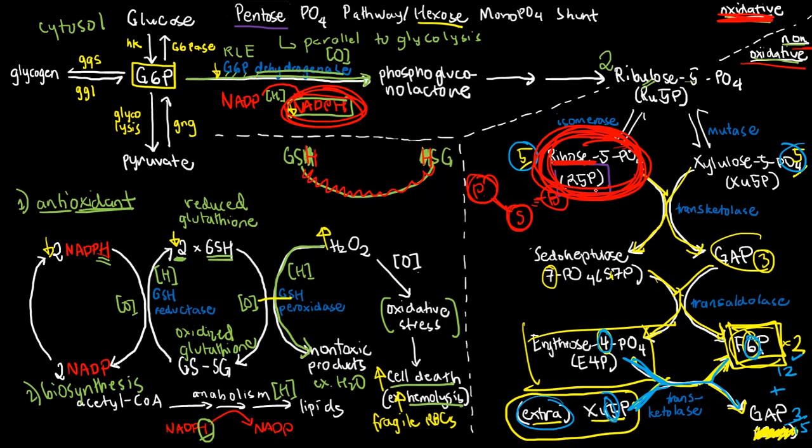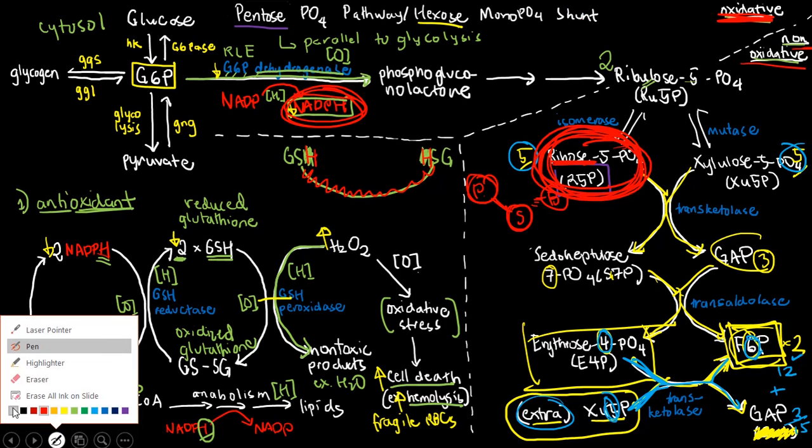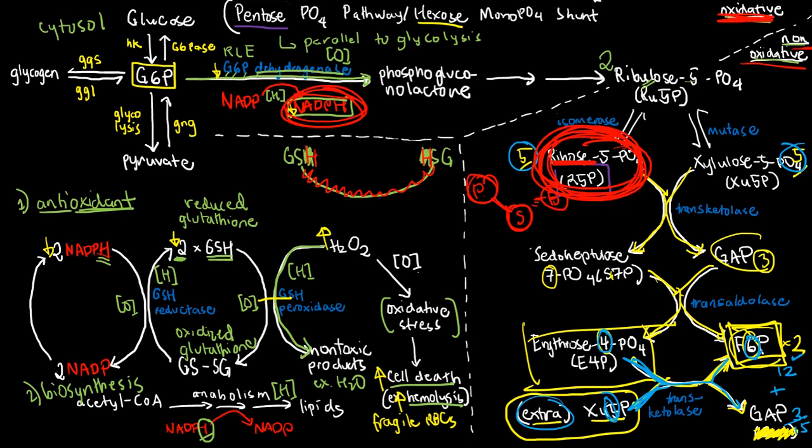As a final note, I would like to explain why the PPP is sometimes called the hexose monophosphate shunt. You may ask, how are these two very different terms referring to the same pathway? And the answer to that is perspective. You can call it the hexose monophosphate shunt if you focus your eyes on the starting material, because remember, everything started with a hexose with one phosphate.